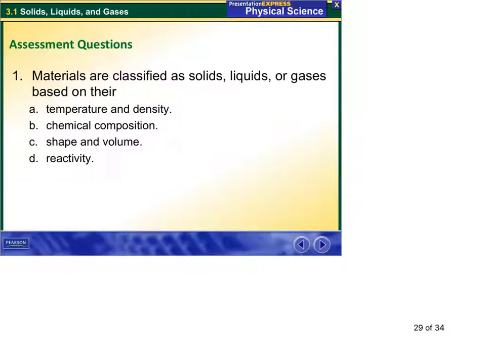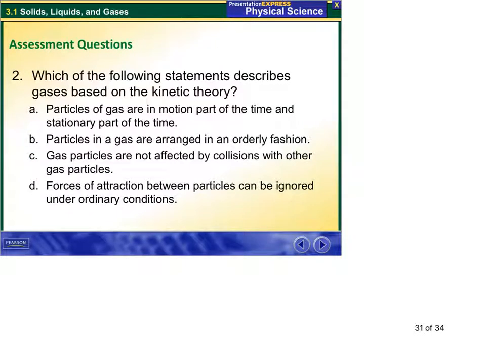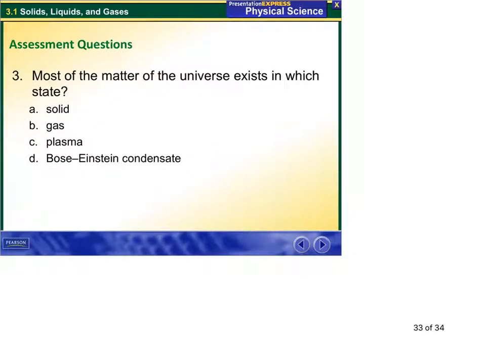Materials are classified as solids, liquids, and gases based on their shape and volume. Which of the following statements describes gases based on kinetic theory? The forces of attraction between the particles can be ignored under ordinary conditions. The other ones would all be false. Most of the matter in the universe exists as plasma. Remember, that's in the stars and the sun.